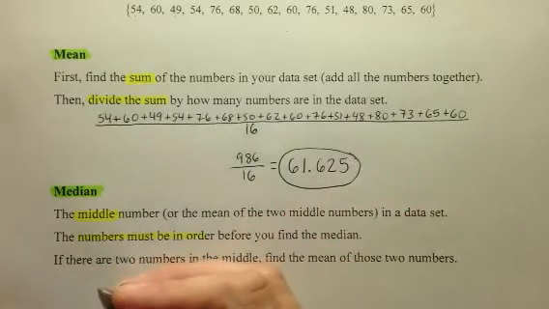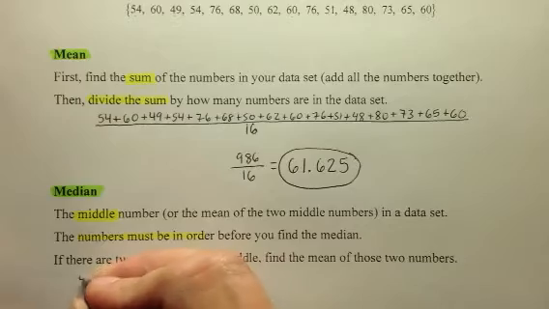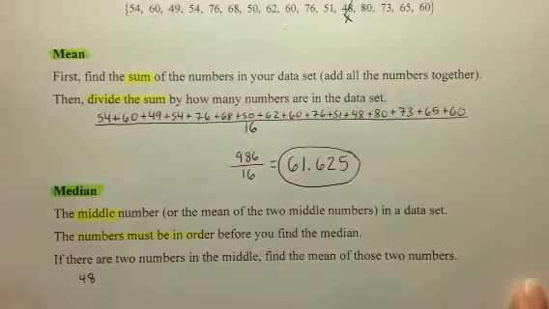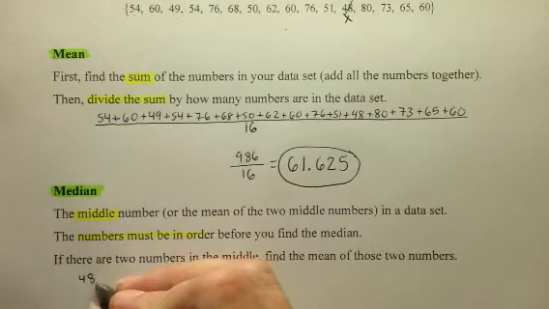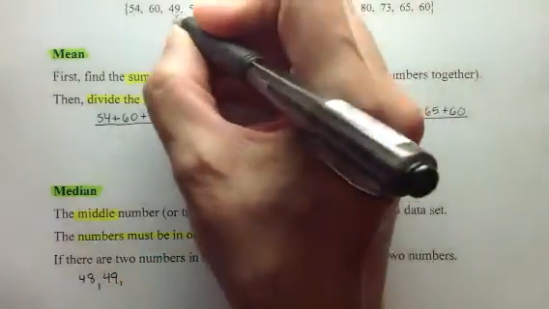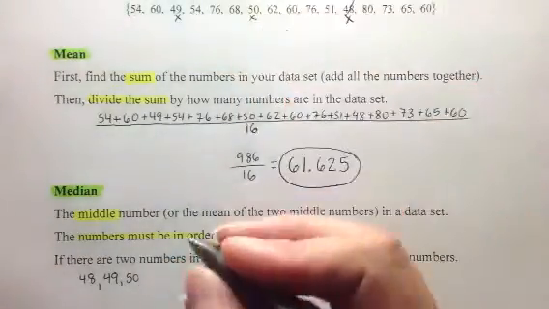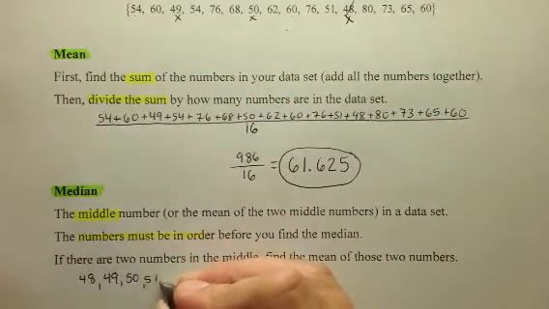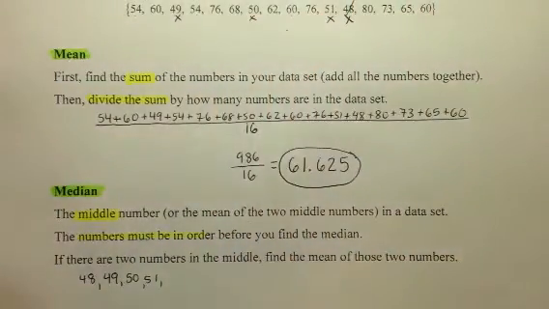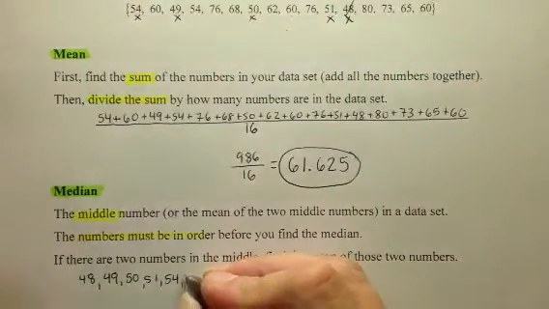So I like to mark them off as I write them in order to make sure that I haven't missed any. So let's see, I've got 48. Actually, I'm going to mark it off underneath in case I need to see these numbers again. 48, 49, I've got 50, 51, where did I say 51? Here it is. 54, I see another 54.